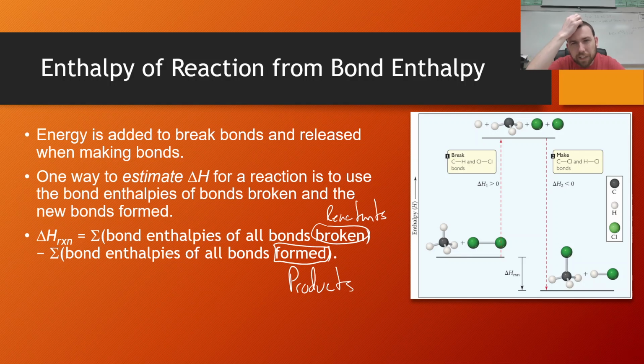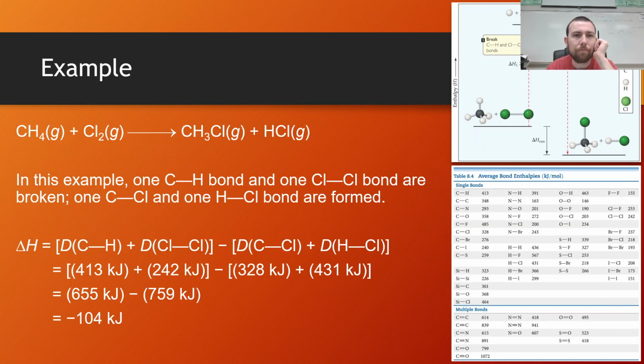And I like to think of it in terms of reactants and products, because remember, bond enthalpies are always looking at the breaking of the bonds. And so that's why I like to use the terminology of the bond enthalpies of the reactants minus the bond enthalpies of the products, because it helps us with understanding that the bond enthalpy needs to be a positive value.